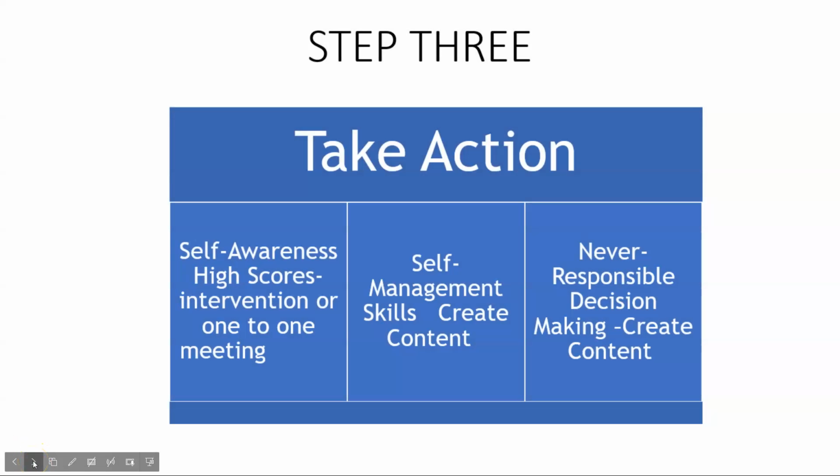So step 3, we're going to take action, and for the self-awareness high scores, we're going to start intervention or a one-to-one meeting. In self-management, we're just going to create content, and for responsible decision-making we'll create content. Everything will still be covered, but as we mentioned before, self-awareness is a priority.